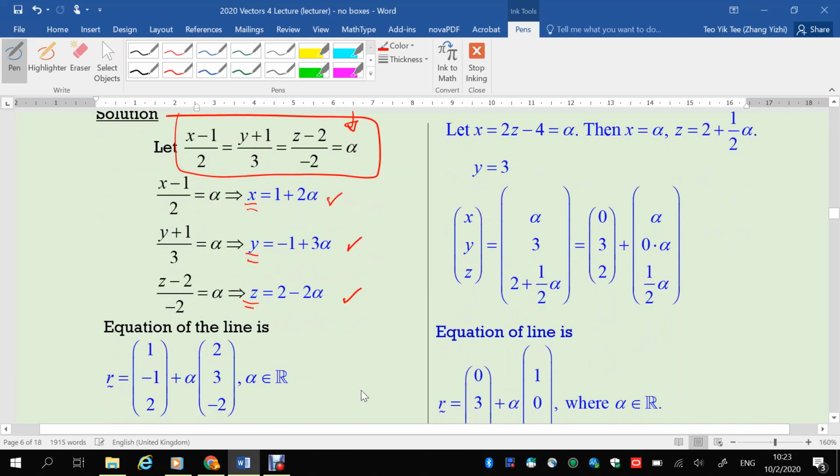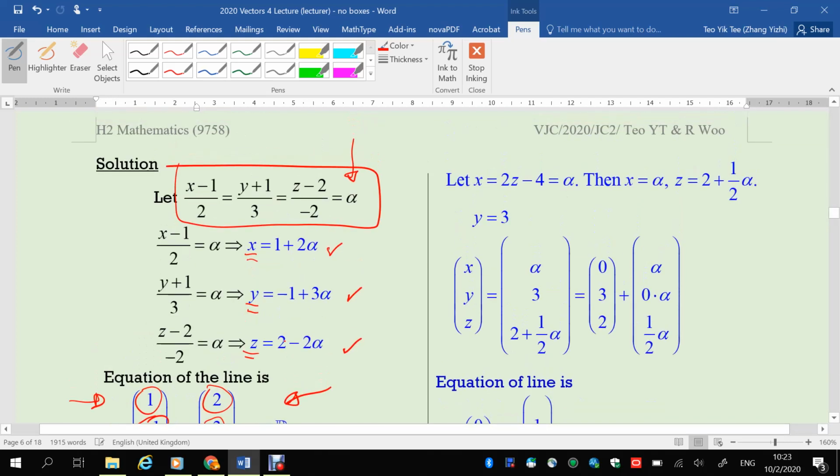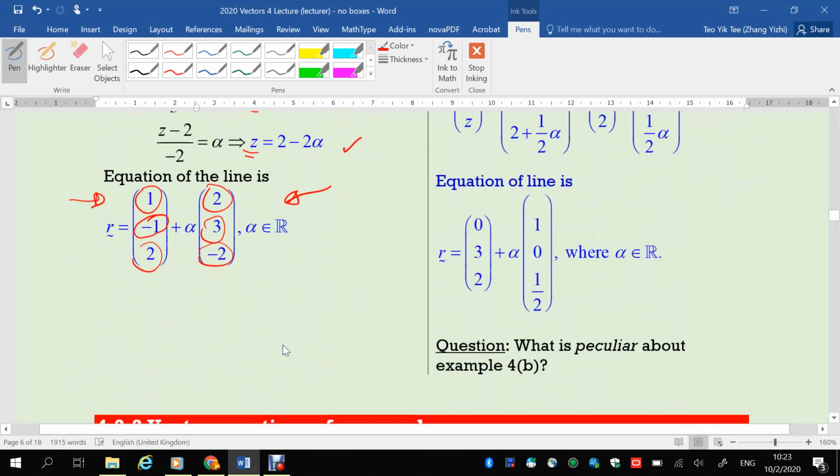And I'm putting them into the equation of the line. It looks like this. Okay, x is actually 1 plus 2 alpha. Y is minus 1 plus 3 alpha. Z is 2 minus 2 alpha. And when you write it in this form, this will actually give you the vector equation of the line. Okay, so this is how you do it if you want to do a lot of working.